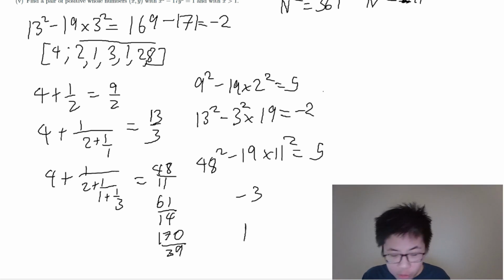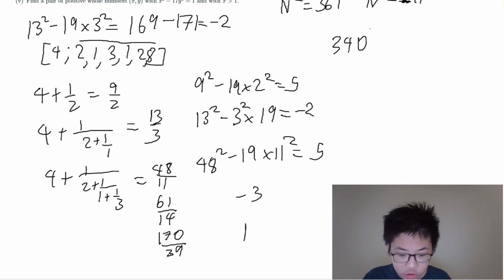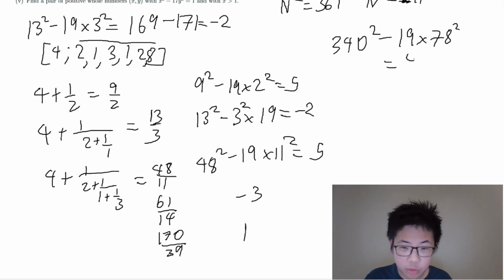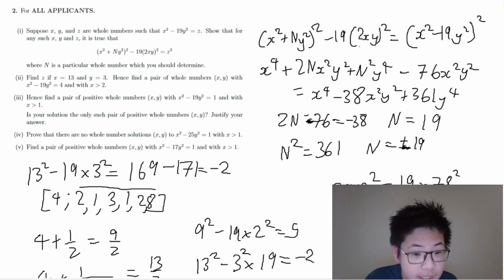If we multiply both by 4, then we will have 340 squared minus 19 times 78 squared equals 4. Why does this work? It's because we are multiplying everything by 4. And then if we take the square root of 4, then we have 2. Basically, this means you can multiply every number before the square by 2 and you'll be safe. Well, that means we just derived our solution.